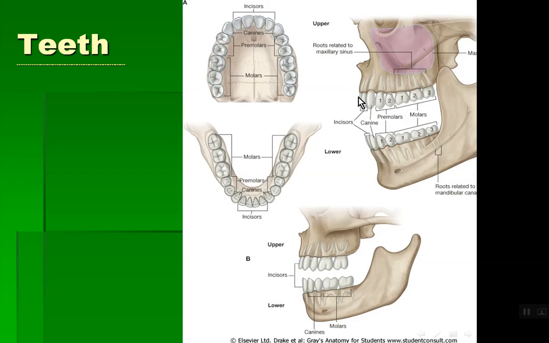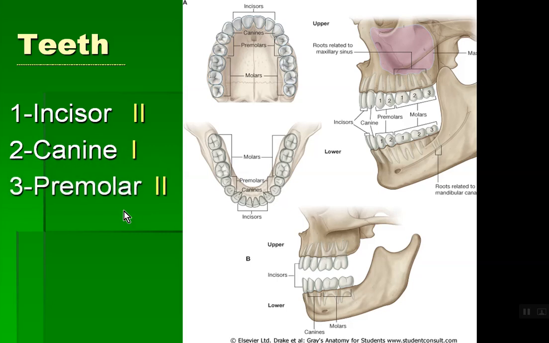The number of teeth in an adult person and in a child is different. In an adult person, the number of teeth is 32, but in a child, because there aren't any molar teeth, the number decreases from 32 and becomes just 20.